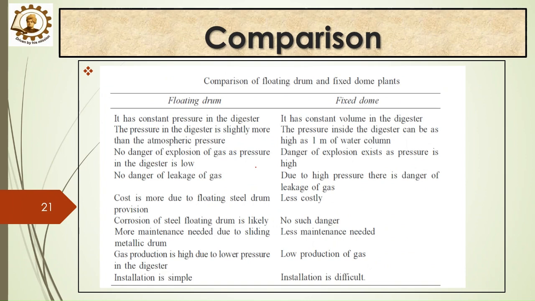Now, a very important point: how to compare the two types of plants, the floating drum type and the fixed dome type. First, the floating drum type has constant pressure and the fixed dome type has constant volume. The pressure in the floating drum type digester is slightly more than atmospheric pressure. The pressure inside the digester can be as high as 1 meter of water column. No danger of explosion or crash as the pressure is low. In the fixed dome type, danger of explosion exists as pressure becomes high.